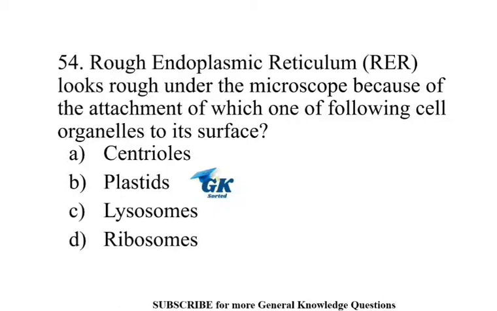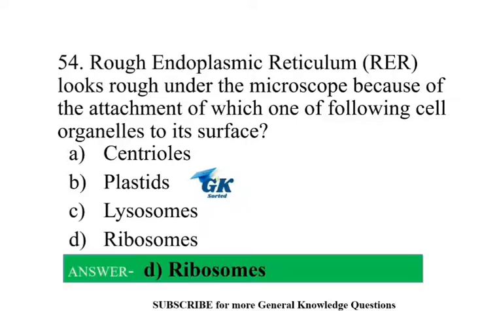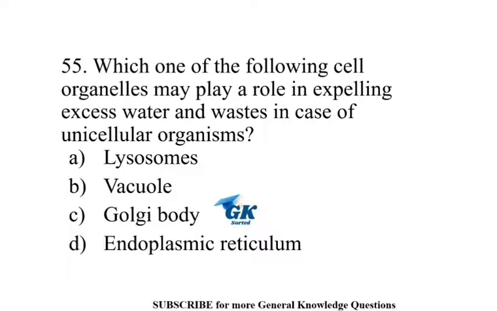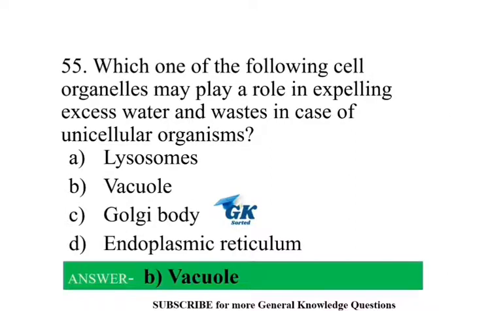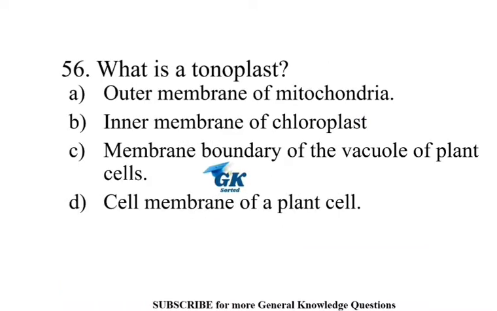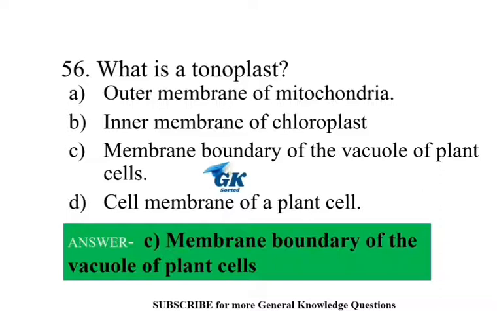Rough endoplasmic reticulum looks rough under the microscope because of the attachment of which one of the following cell organelles to its surface? Ribosomes. Which one of the following cell organelles may play a role in expelling excess water and wastes in case of unicellular organisms? Vacuole. What is a tonoplast? Membrane boundary of the vacuole of plant cells.